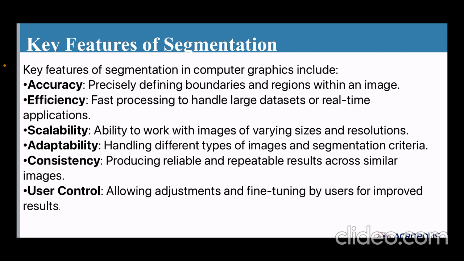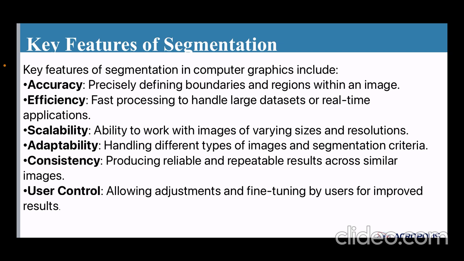Adaptability: handling different types of images and segmentation criteria, so it is adaptable. Consistency: producing reliable and repeatable results across similar images. You can rely on the process of segmentation. User control: allowing adjustments and fine tuning by the user for improved results. So the user can control it according to them.